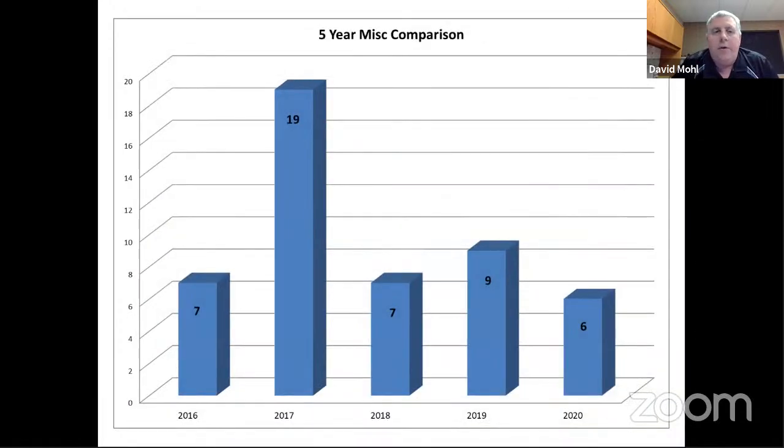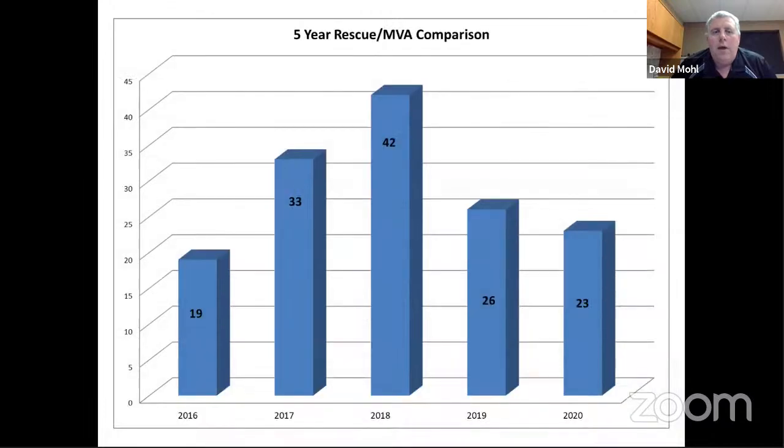Our 5-year miscellaneous comparison is pretty average, if anything a little low. This is our catch-all: garbage can fires, strange calls that don't fit in any of our other criteria. MVAs are at 23 this year, down a little, probably still lower than our average. If you went back 10 years ago, this would be pretty average, but lately we've been pushing those 30s, high 20s.